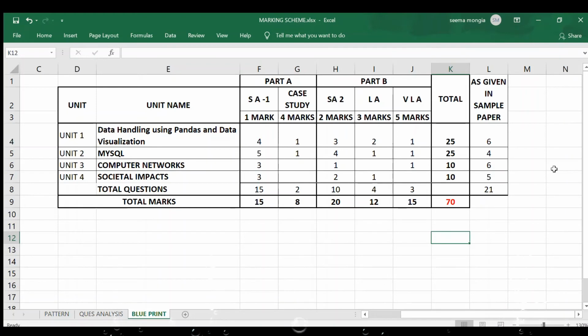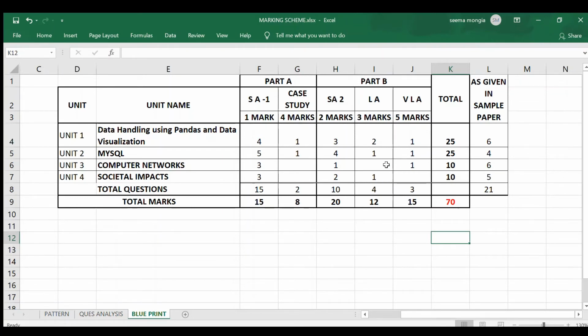Now, in this part of the video, I'm going to discuss with you the blueprint of our IP paper for the Python new syllabus as for the session 2020-21 as expected. We know that in our syllabus we have 4 units. Unit 1 is related to pandas and data visualization. Unit 2 is talking about MySQL. Unit 3 is talking about computer networks, and Unit 4 is about societal impacts.